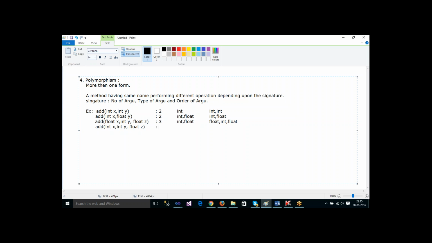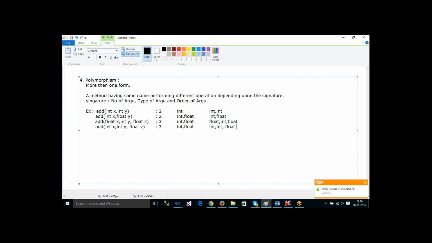Okay then, Ravindra, last one. Three. Type of arguments? Int, float. Order of arguments? Int comma float. Yes, that's it. Exactly. So is it clear now? What are the number of arguments, type of arguments, and order of arguments? This is called signature. Okay. Now you'll get to know when I take the practical.